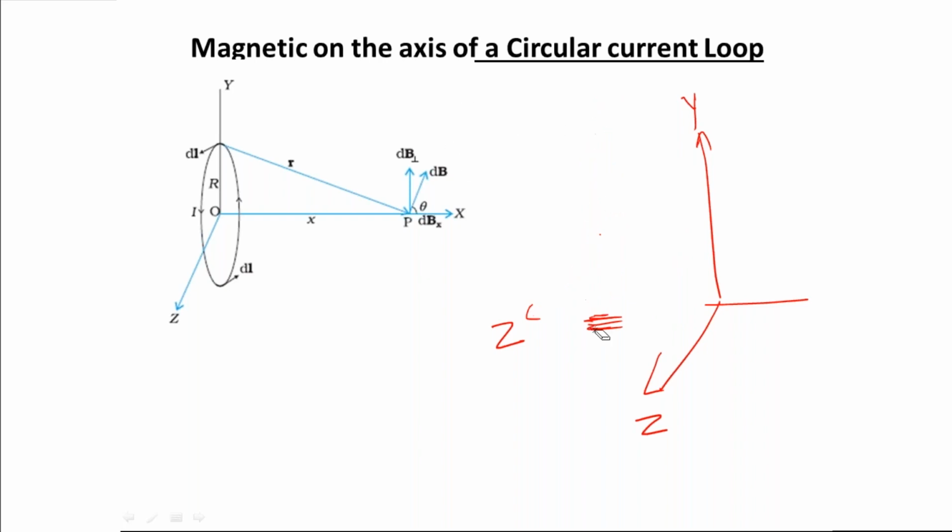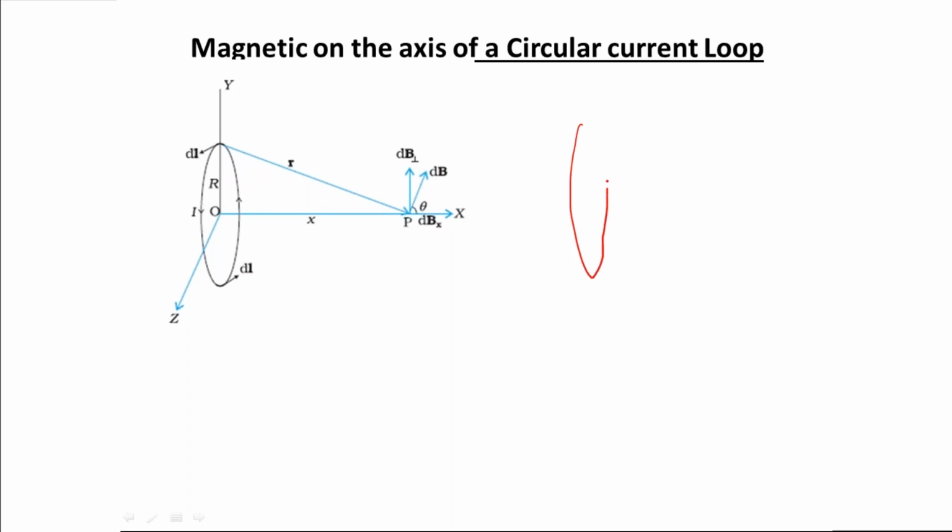So I can keep this circular loop in the YZ plane in such a way that the center of the circle coincides with the origin. This is what has been done here. And a steady current flows, and I have already explained what steady current means: it doesn't change with time and space as well. So steady current is flowing.